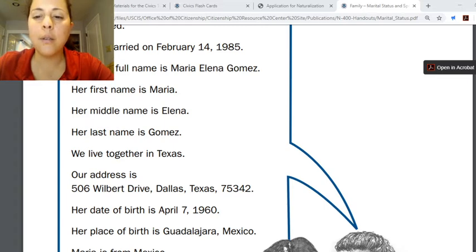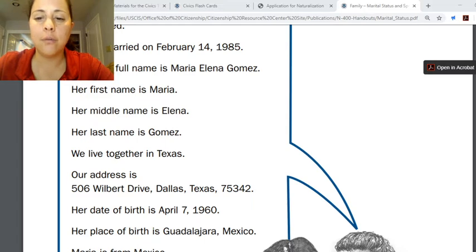So what is his wife's first name? Maria. What is his wife's middle name? Elena. And what is his wife's last name? Gomez. So her full name is Maria Elena Gomez.